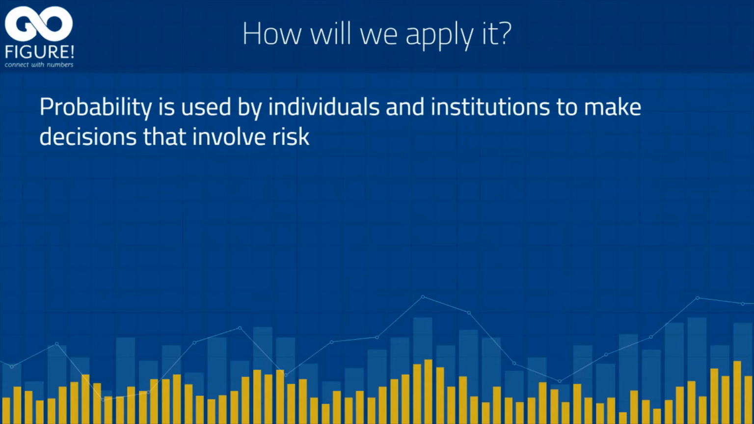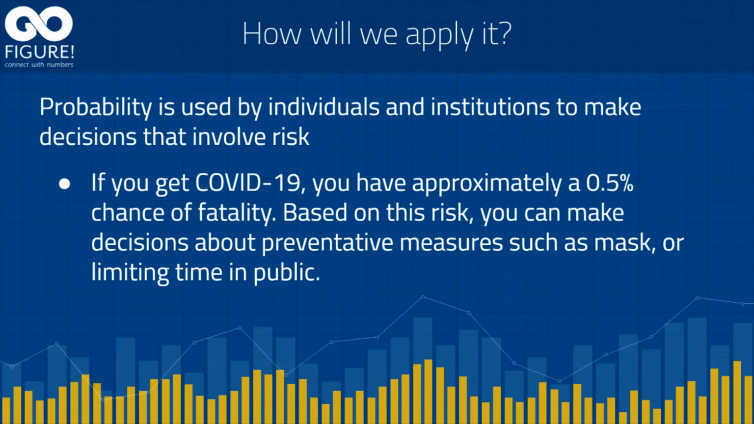In particular, probability is used by individuals and institutions to make decisions when there is risk involved. For example, if you get COVID-19, you have approximately a 0.5% chance of fatality. Based on that risk, you can make decisions about preventative measures, such as masks, or limiting your time in public.